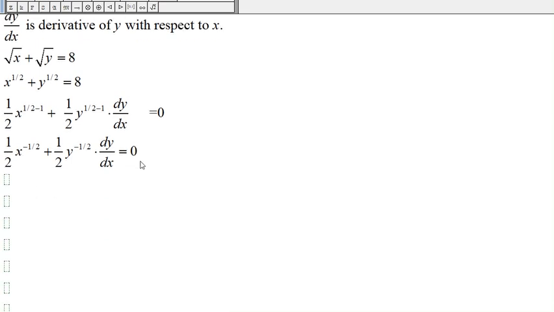Since we have 1/2 everywhere, multiply everything by 2. So multiply each term by 2. So multiply here by 2, then we get x to the negative 1/2. And then multiply this term by 2, then we get y to the negative 1/2 times dy/dx. And then multiply this term by 2, we get 0.